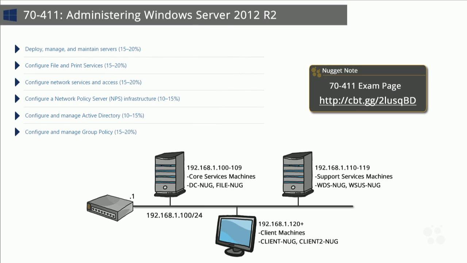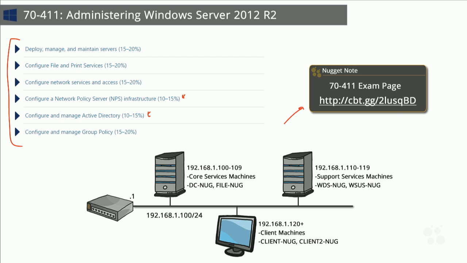There is a little bit of crossover between these exams, but there are quite a few new technologies that you'll need to be familiar with here for 411. Like 410, 411 is broken out across 6 sections worth of objectives, with near equal distribution, just a little lighter of a focus on NPS and Active Directory. Now, we've structured the nuggets in this course based on the objectives on Microsoft's exam page, which you can access here using the short URL, which is case sensitive.